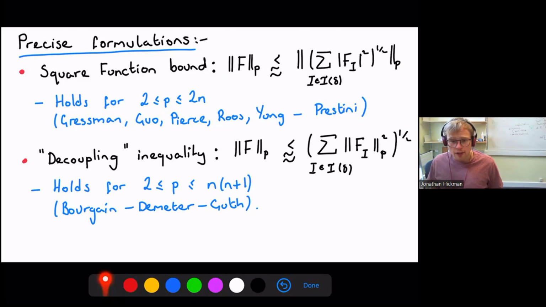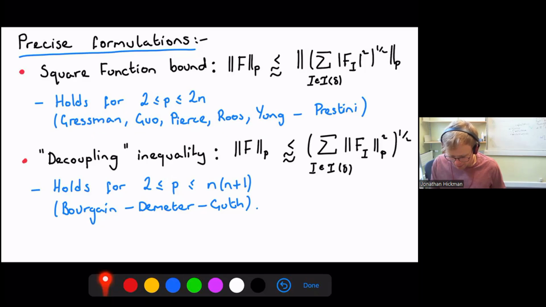So we don't have these estimates for all p, they hold for a restricted range. In the square function bound, this holds for all p between 2 and 2n, provided you interpret this suppressed constant in a suitable manner. This kind of bound dates back to the pioneering work of Hickman and Cordoba from the 1970s, but it was discussed and investigated in detail in a recent paper of Gressman, Guo, Pierce, Roos, and Young, which I'll refer back to.